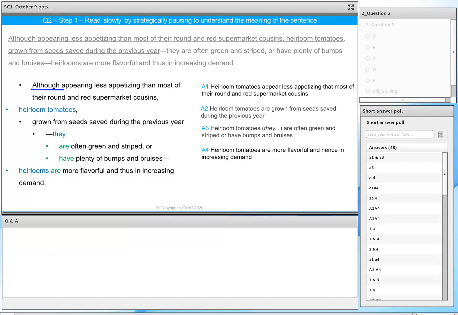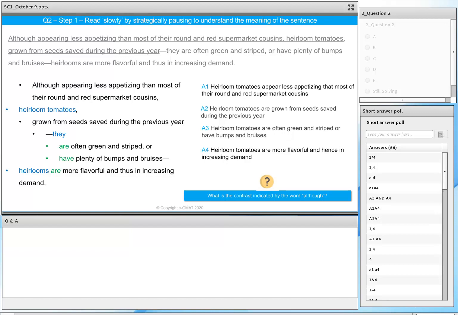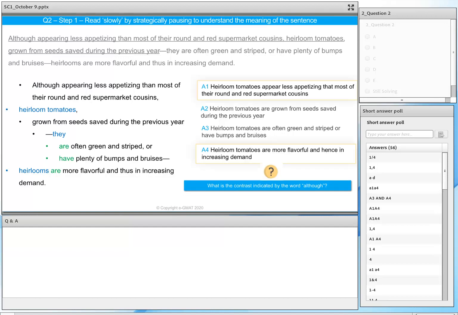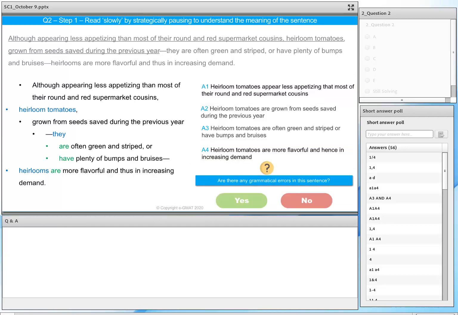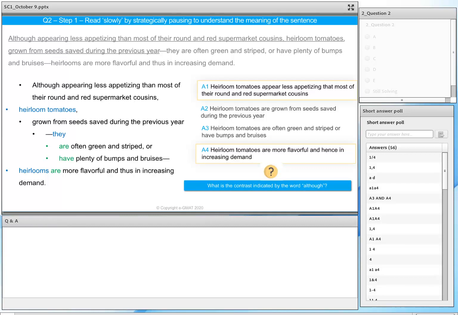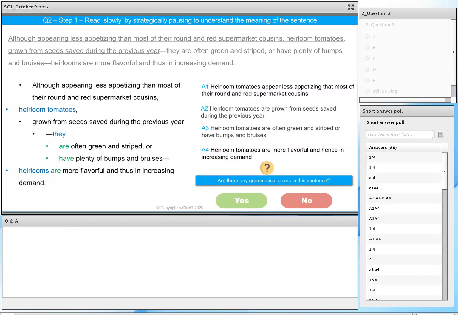All right, so here I've gotten answers. Most of you are saying it's 1 and 4, and that is absolutely correct. The word although presents the contrast between the appearance of heirloom tomatoes. I don't know why my slides are skipping. Okay, so the contrast is: heirloom tomatoes do not look very pretty. But definitely, they are more flavorful and therefore they are in demand. Now, we understood the meaning in and out.